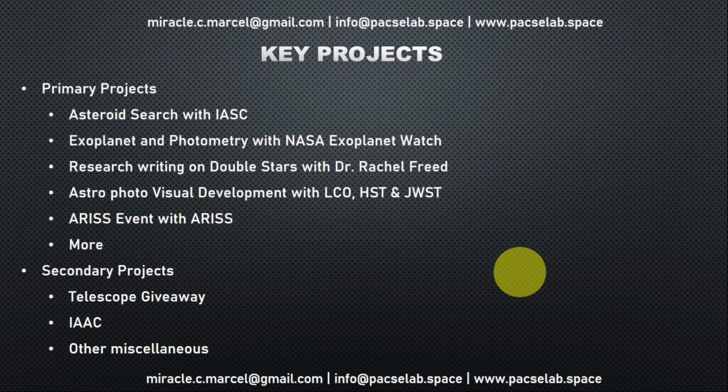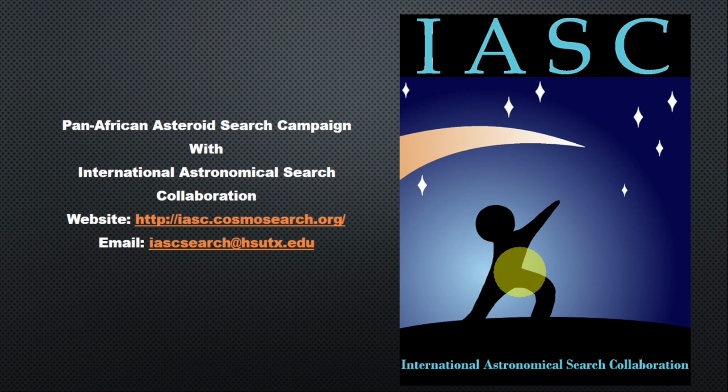So for our basic projects, we have primary projects and we have secondary projects. In our primary projects, we have asteroid search, we have exoplanet and photometry, we have research writing on double stars, then we have ARIES and many more. We keep adding more projects. Then our secondary project, we have telescope giveaway. I'm going to elaborate on each of these projects.